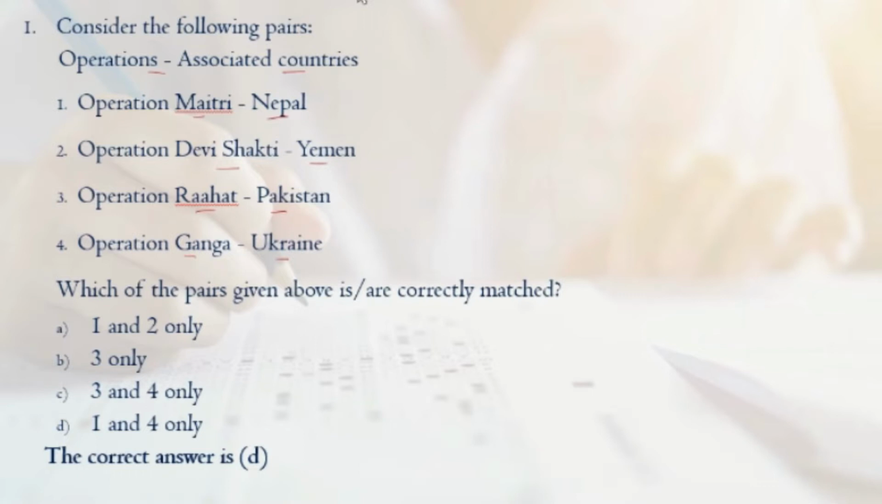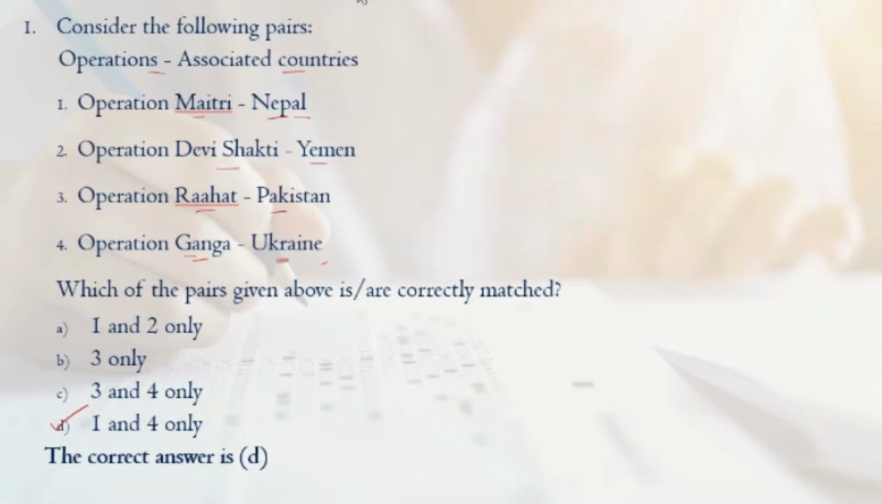A. First and second only, B. Third only, C. Third and fourth only, and D. First and fourth only. And the correct answer is D. First and fourth only. That is, Operation Maitri is related to Nepal and Operation Ganga to Ukraine. It is in news because the Center launched Operation Ganga to bring back citizens stranded in Ukraine via Romania, Hungary.